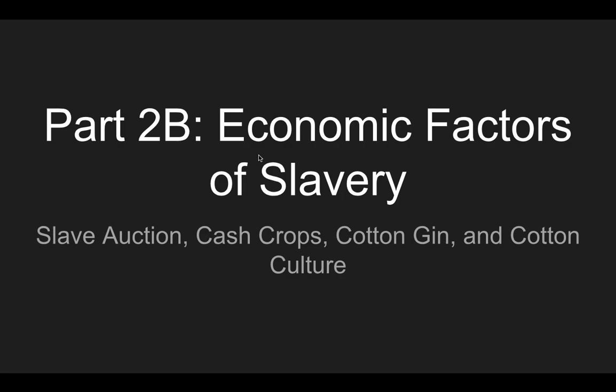I will tell you when you should take notes and when you should not. And you can also pause throughout the presentation to do so, but please listen to the entire presentation because I put things in context and help you make sense of the ideas. The economic factors of slavery, Part 2B, involves the slave auction, cash crops, cotton gin, and cotton culture. So again, this is all about how money was made off of slavery and off the backs of enslaved labor.